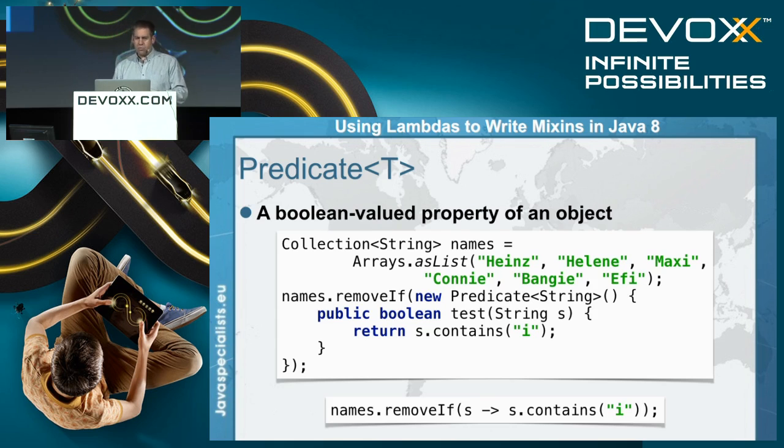Now, names.removeIf would do the following. Here I'm passing in the Lambda again, and again you see it's so much nicer and neater to work with, just s and then arrow s.contains. Now you can also say round brackets s, but the brackets are unnecessary parentheses. You don't need to have them there. You can also say string s, but again it's redundant. You can if you want to, but to me that doesn't really make it more clear in most cases.